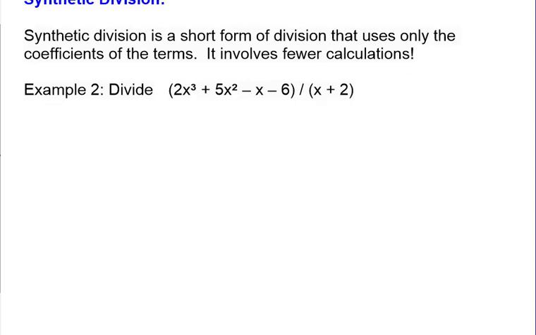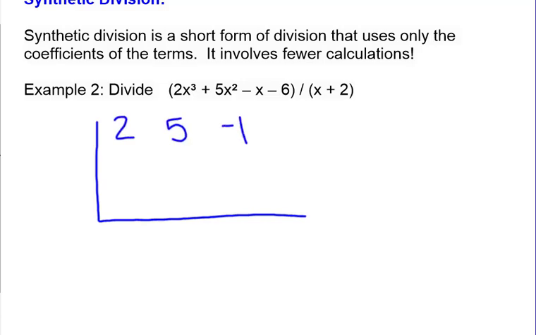All right, so what this looks like is similar format. Again, you need to make sure things are in descending order and that you have all your terms filled in. So to start off synthetic division, I draw this box. I'm going to put in my coefficients. So 2, 5, negative 1, and negative 6. Those come from our given equation. And then we're dividing it by x plus 2. Your first step is to bring down the 2.